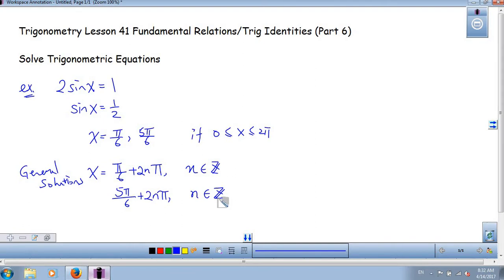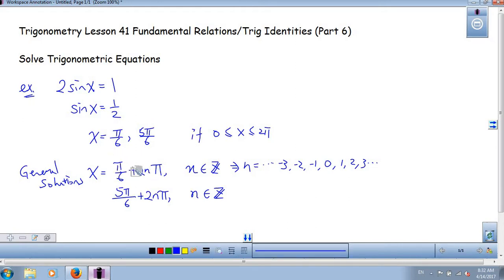Now, what I mean by n belonging to the set of integers is that n starts all the way from negative infinity to negative 3, negative 2, negative 1, 0, 1, 2, and 3, and it goes on forever. So n is any integer. Integers include the positive integers, negative integers, and 0. So when we say n belongs to Z, where Z represents the set of integers, that means n can be any of those numbers. So when you plug in any of those numbers, you will be able to get the right answer.